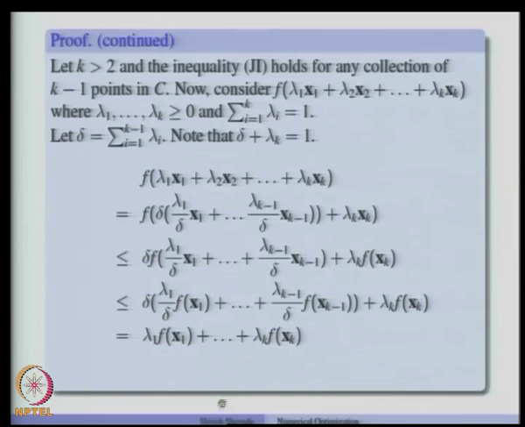Now, the other part of this theorem: if this inequality holds, then we have to show that f is convex. That is very straightforward. We just take the first 2 points, and set the remaining lambdas to 0, and then it is easy to prove from the definition of convex function that the function is convex. So, the converse, or the other part of the theorem, is easy to prove.